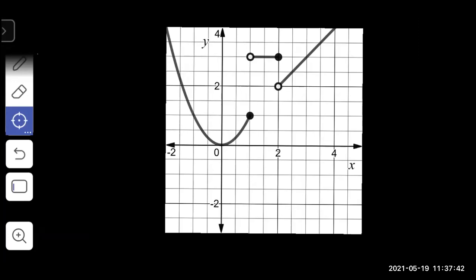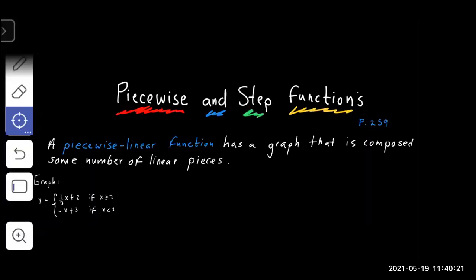But this is the idea, guys. The main thing here in this kind of function is that this function is one until one point. Then at this point is another function, and this is another function. And how do we call this? Okay, this is today's topic, piecewise and step function.